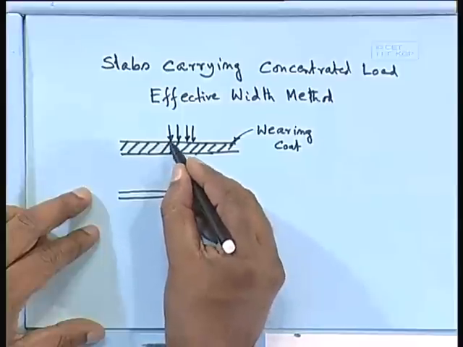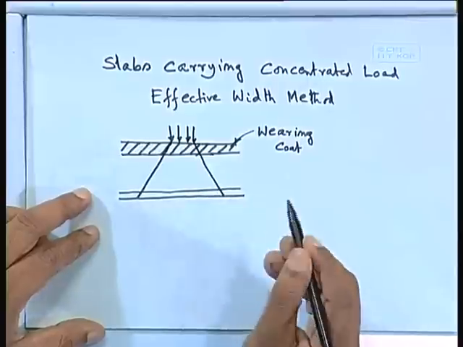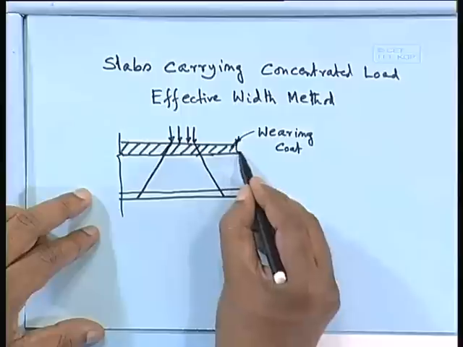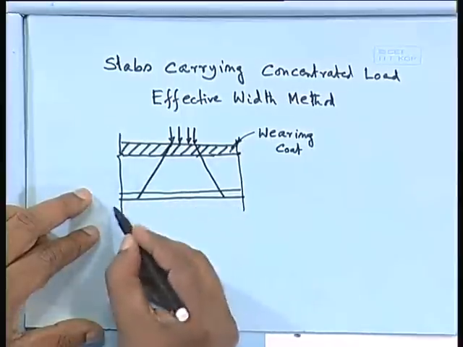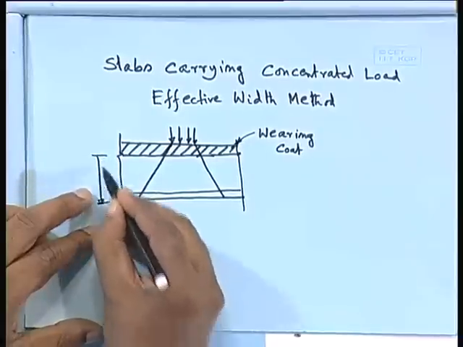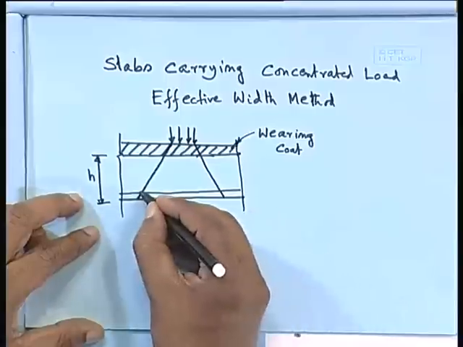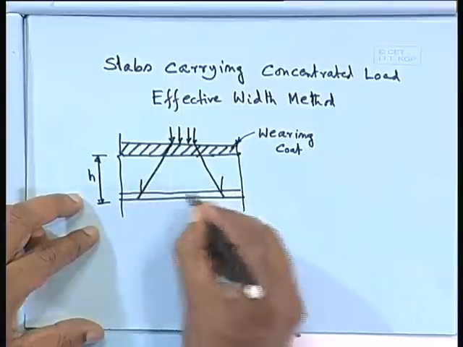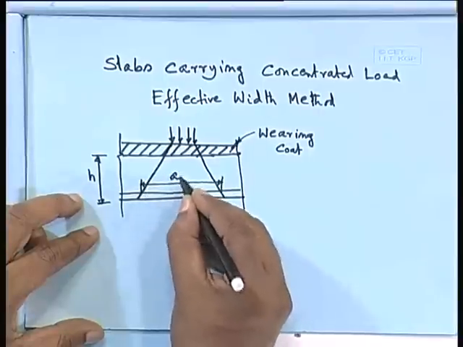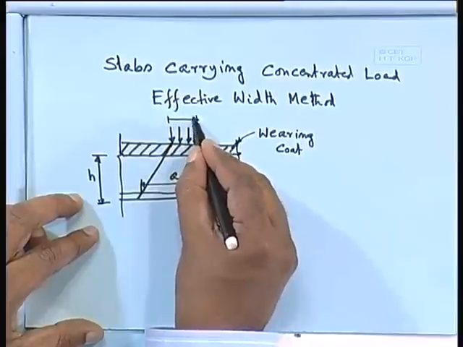We take 45-degree dispersion. If we take this as H, we have to find out what this length A should be, and let us take this one as x1.